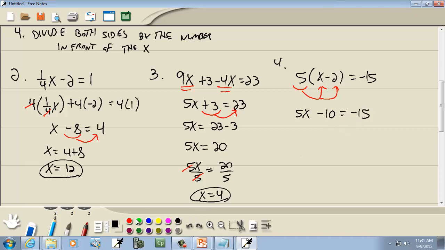Step 2, get rid of fractions. We don't have any. Step 3, get everything with an x on one side, numbers on the other side. So I'll take negative 10 over to the right side.